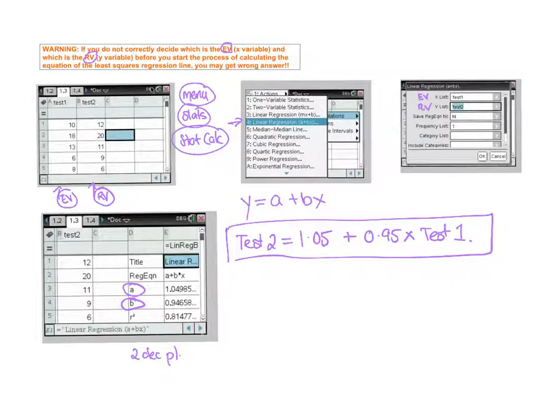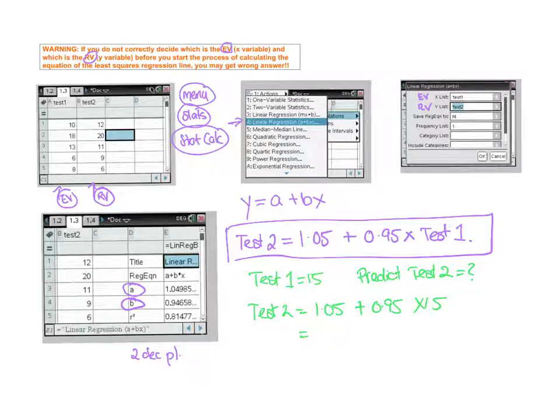So I might say, predict the score of someone who gets a 15 in test 1. So if test 1 was 15, predict the test 2 result. It would be test 2 equals 1.05 plus 0.95 times 15, and you get your answer, and so on.